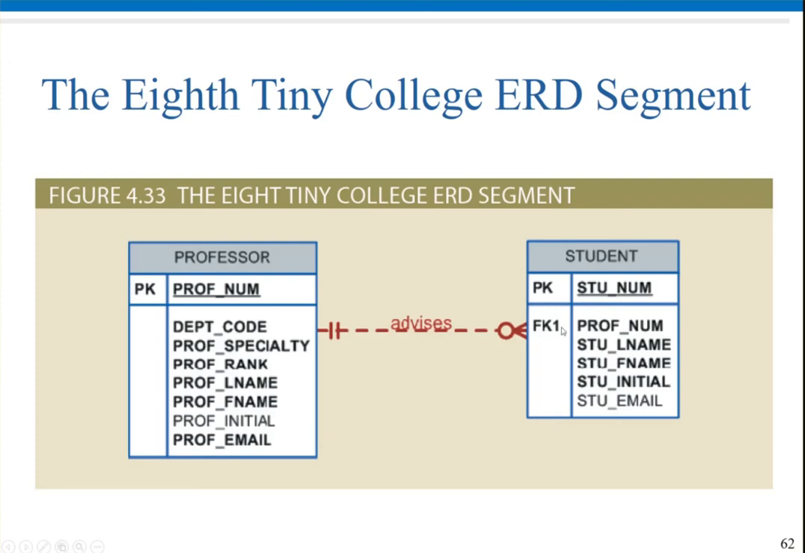So we have the professor number relating to the primary key of the professor in the professor table. And each student must have at most one professor. So it's a one-to-one relationship over here.